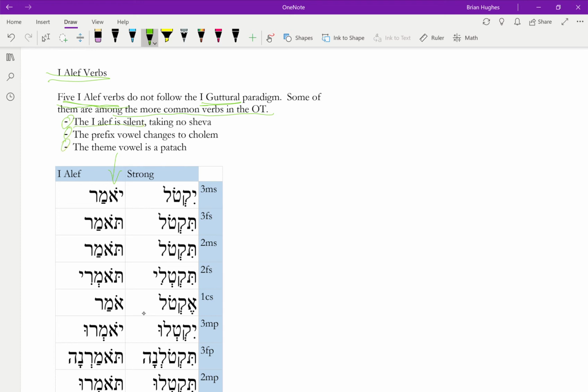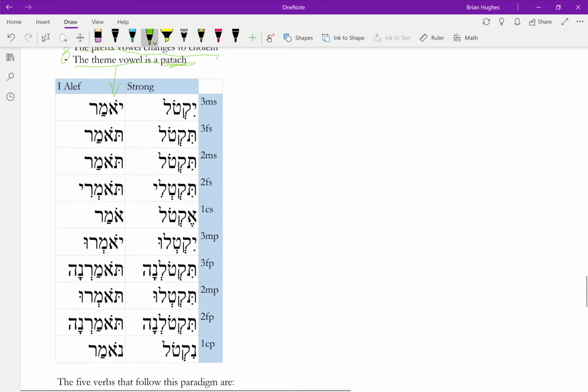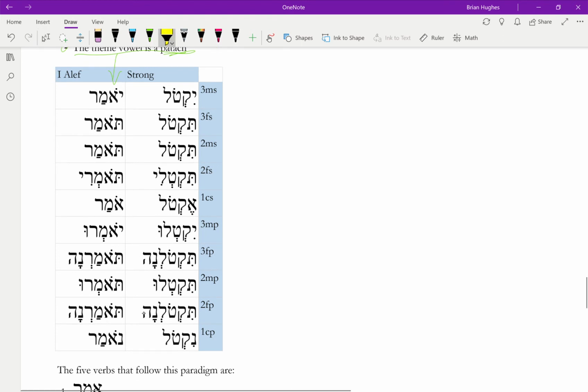This first Alef is silent, it takes no shavah. And so the prefix vowel changes to a cholam, just for funsies. And the theme vowel is a patak. And we've seen that happen where different changes for some reason result in a patak theme vowel. And so instead of yiktol, we get yomar. And then we get tomar and tomar and tomari and omar.